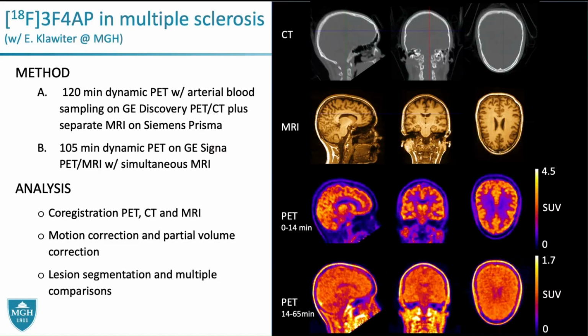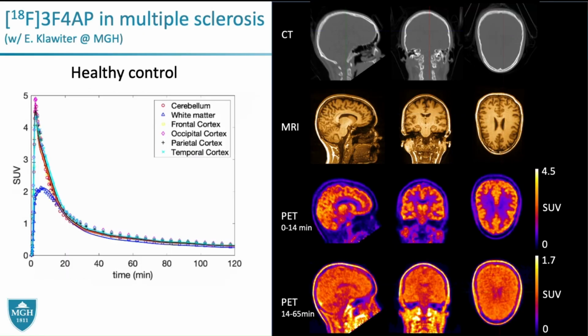Then going back to the human studies, we have done a couple of small studies, one in people with multiple sclerosis and one in people with a spinal cord injury. I'll show the data from MS first. So here's a healthy control. The CT, the MRI, and the PET, the early PET images, look like blood flow images. The late PET images on a healthy subject look pretty homogeneous. Again, the time activity curve for the brain.